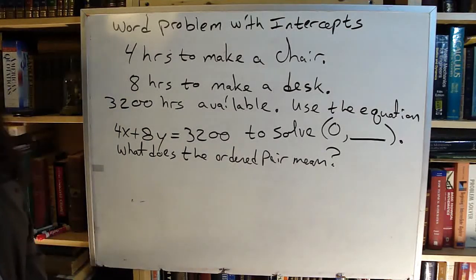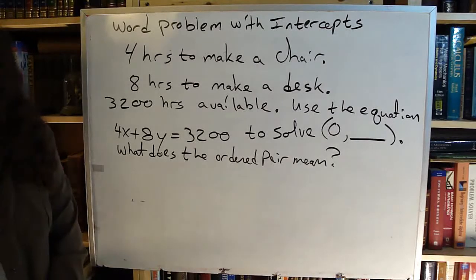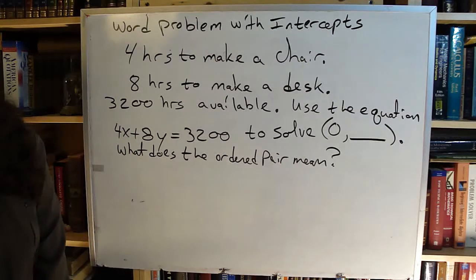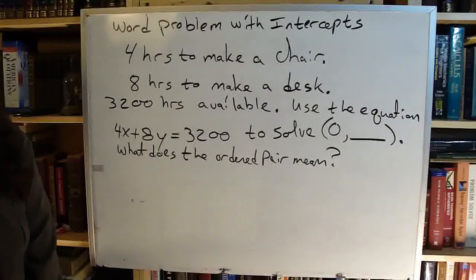Word problem using intercepts. The production supervisor at a particular office products company finds that it takes 4 hours to manufacture a particular office chair and 8 hours to manufacture a computer desk. A total of 3,200 hours is available to produce office chairs and desks of this style.